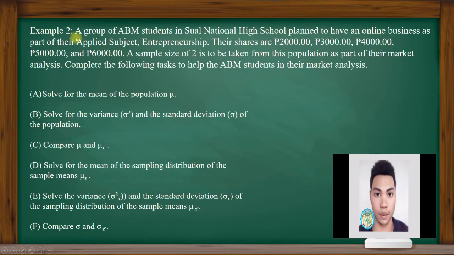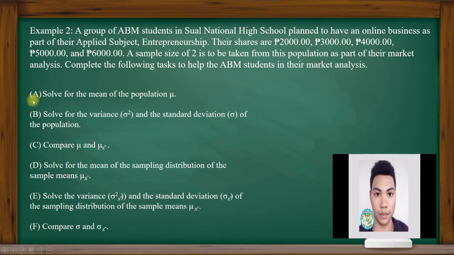So example number 2. A group of ABM students in Seoul National High School plan to have an online business as part of their applied subject, entrepreneurship. Their shares are 2,000, 3,000, 4,000, 5,000, and 6,000. A sample size of 2 is to be taken from this population as part of their market analysis. Complete the following tasks to help the ABM students in their market analysis.